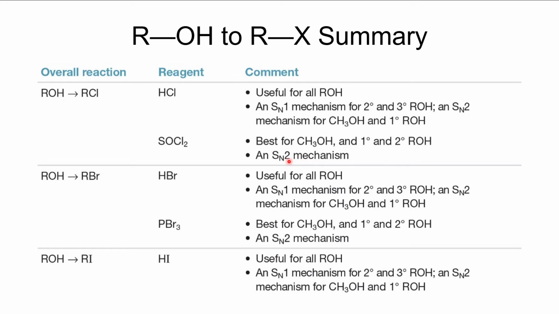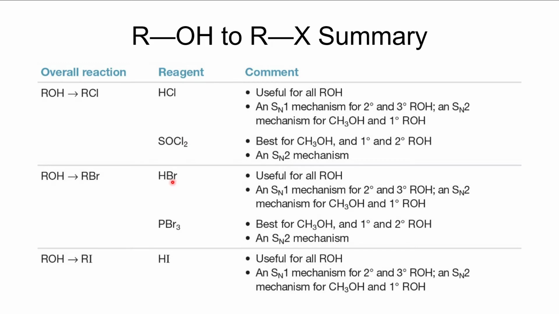All right, here is a summary of all the different ways that we've learned so far to convert alcohols into alkyl halides. For chloride, we can do HCl or thionyl chloride. HCl works with all primary, secondary, and tertiary, but it goes faster with the more substituted. Thionyl chloride reacts with methyl, primary, and secondary, but has to go by an SN2 mechanism. So tertiary is off the table for thionyl chloride.